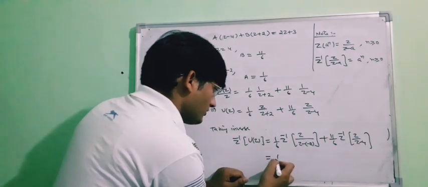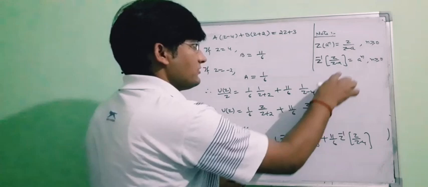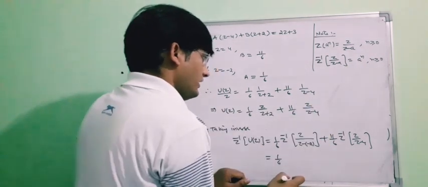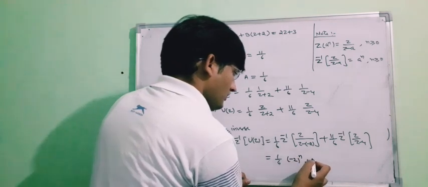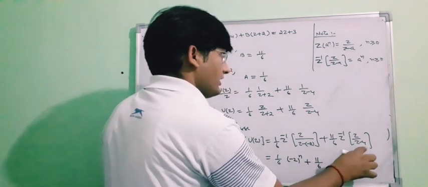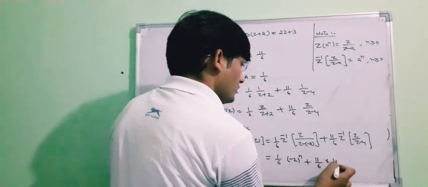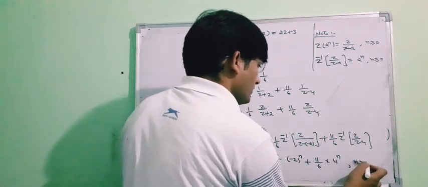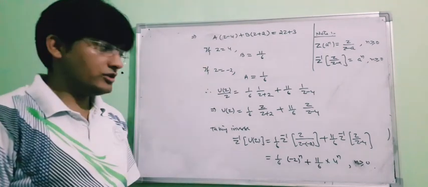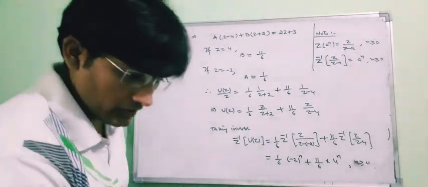So this is equal to 1 by 6. Now this z inverse of z upon z minus a is a to the power n. Now a is minus 2, so this is minus 2 to the power n, plus 11 by 6. Here our a is 4, so this will be 4 power n, and this is your answer where n is greater than or equal to 0. So this is the solution of this problem.